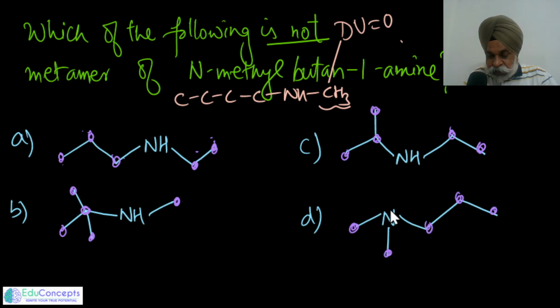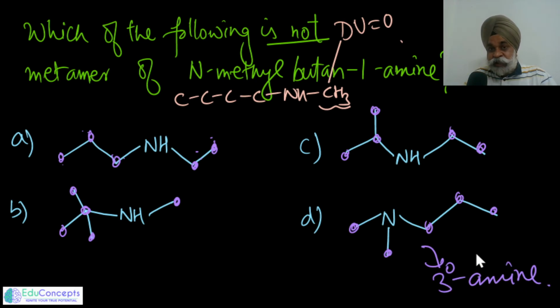But the point here is this particular amine is a tertiary amine, so the homologous series would get changed. Whatever function group you are comparing, that function group is to be retained as such while making metamers. That is very, very important. Although this is an isomer, it is a functional isomer. This is secondary, this is tertiary amine. So when you are making metamers of a given compound, its function group in all those metamers has to remain the same.